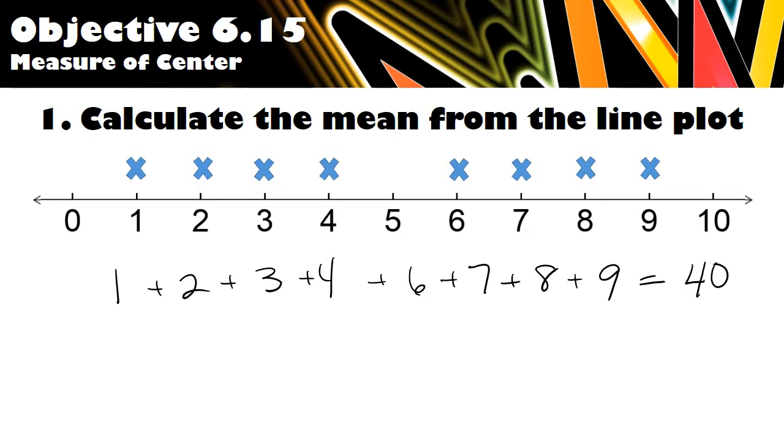So in order to find the mean, this was step number 1. For step number 2, we're going to do 40 divided by 8, which is the number of x's on our line plot, and that's going to equal 5. So we can say that 5 is going to be our balance point.